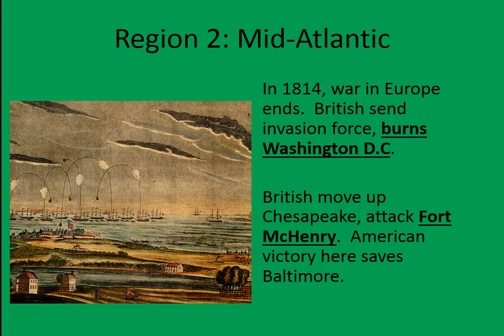The war in Europe ends in 1814, which allows the British to dedicate their entire forces against the United States. The British will send an invasion force that will land near Washington, D.C., and catches the United States completely by surprise. Washington, D.C. was basically unguarded. There were very few American soldiers there. And the British march in and they burn it to the ground.